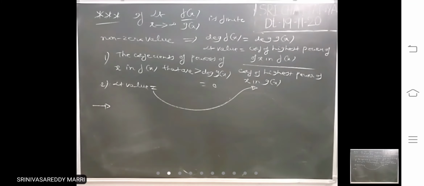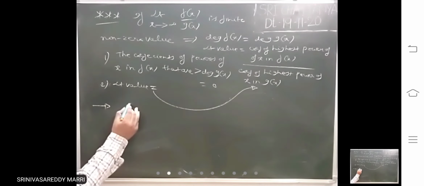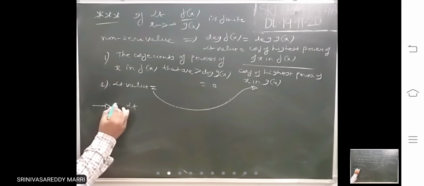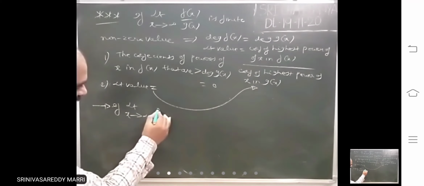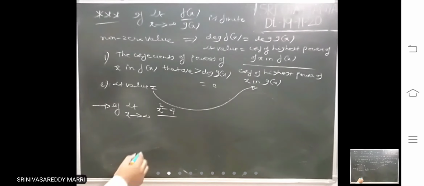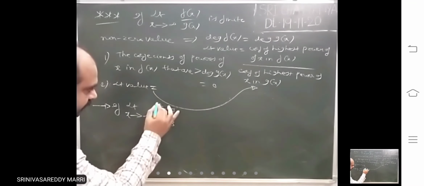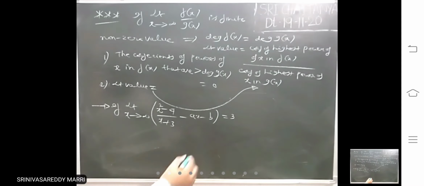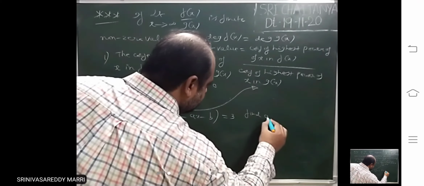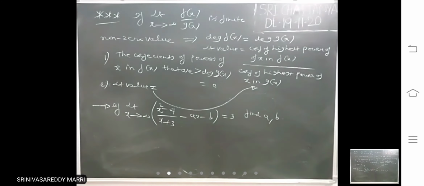Look at this very important model. If limit x extends to infinity, x square minus 4 divided by x plus 3 minus ax minus b equals 3. Find a comma b.